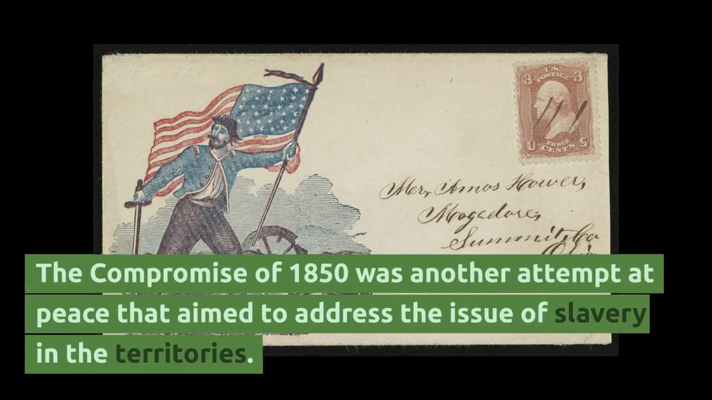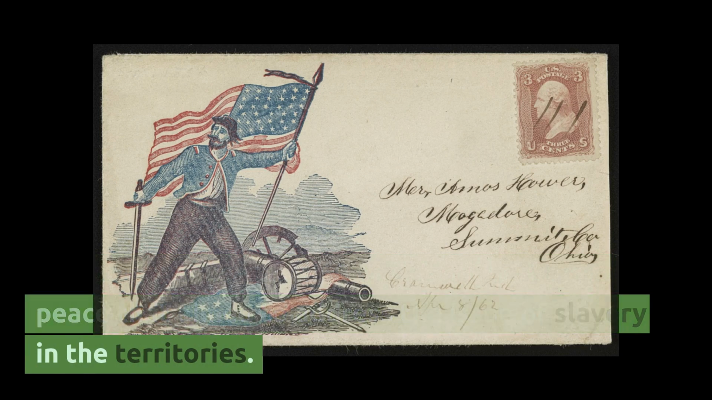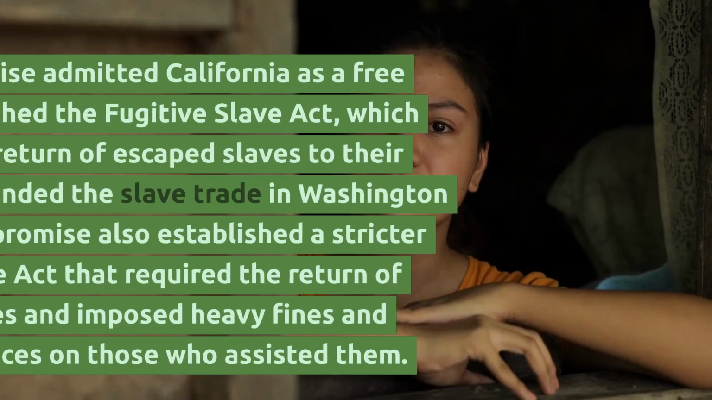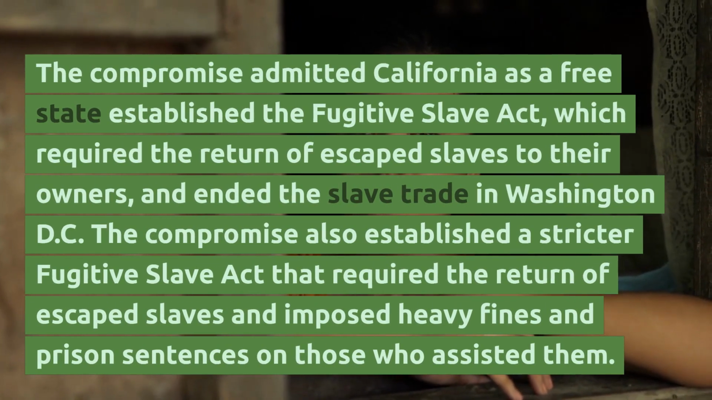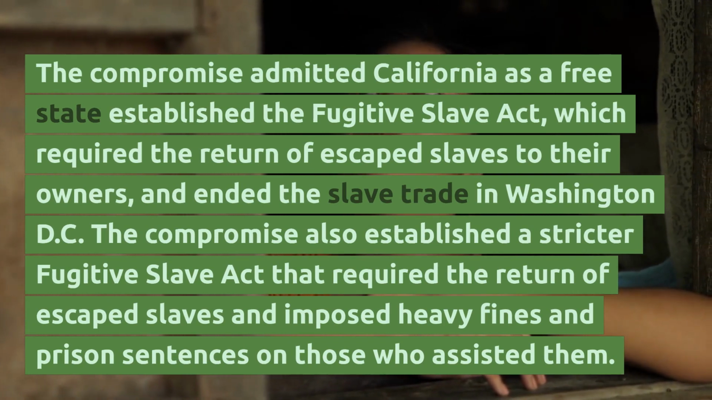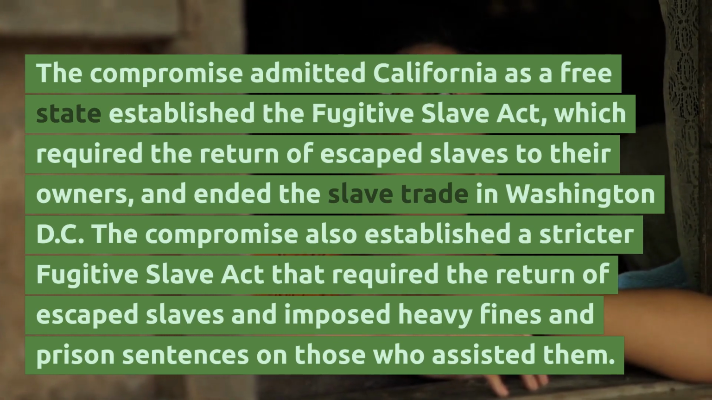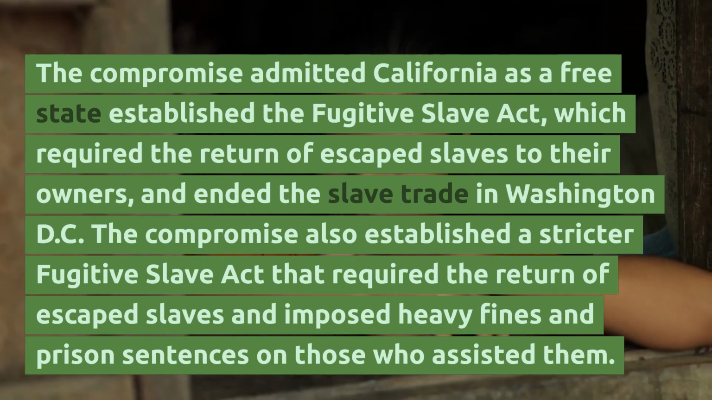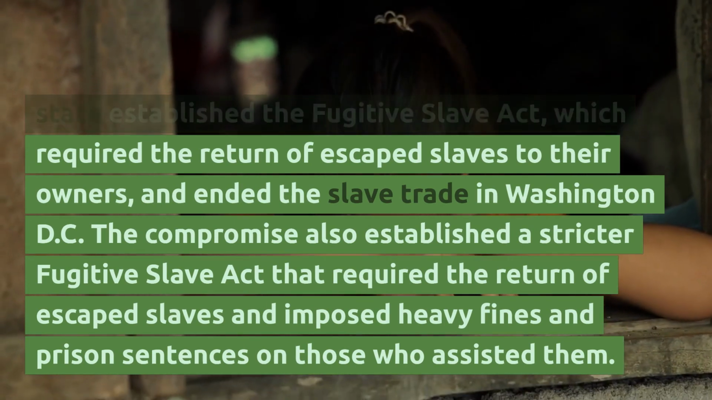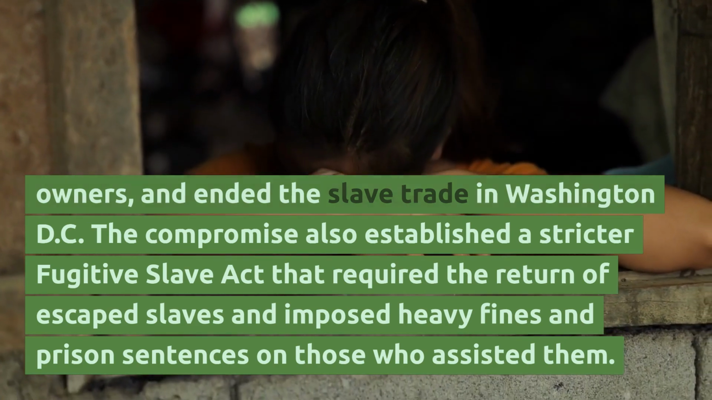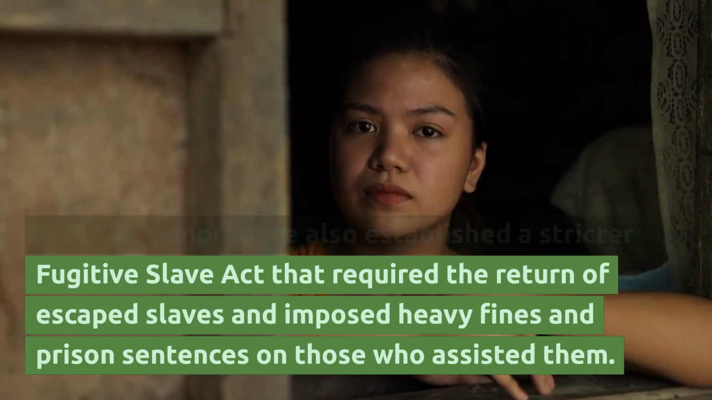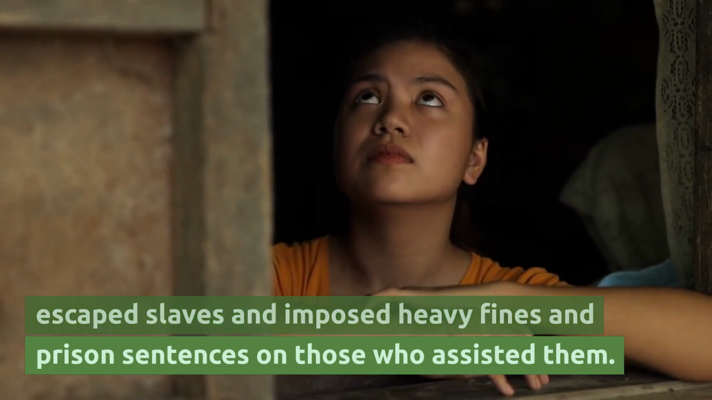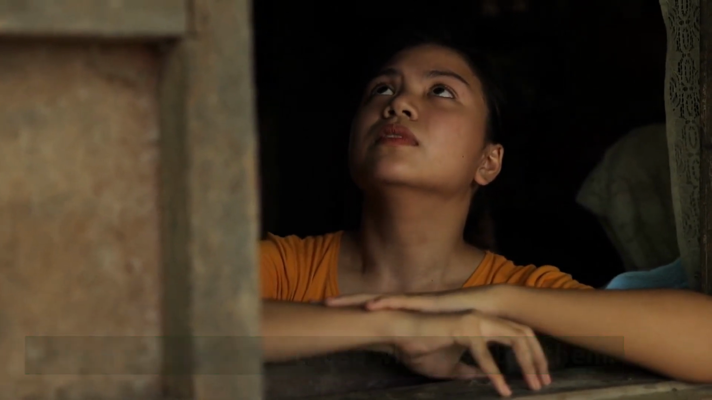The Compromise of 1850 was another attempt at peace that aimed to address the issue of slavery in the territories. The compromise admitted California as a free state, established the Fugitive Slave Act, which required the return of escaped slaves to their owners, and ended the slave trade in Washington, D.C. The compromise also established a stricter Fugitive Slave Act that required the return of escaped slaves and imposed heavy fines and prison sentences on those who assisted them.